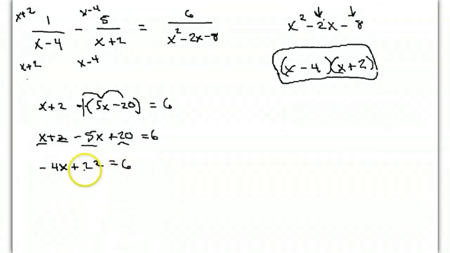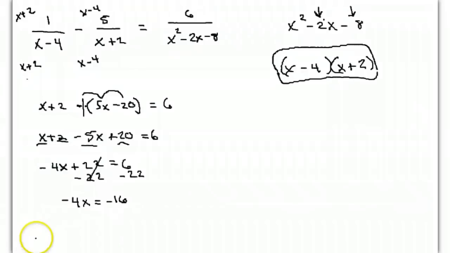So what do you do? Subtract 22. So you subtract 22 from both sides. And you got negative 4x equals what? Negative 16. Then you divide by negative 4 to get rid of the negative 4. So you got negative 16 divided by negative 4, so x is equal to what? 4. So the answer is x equals 4.